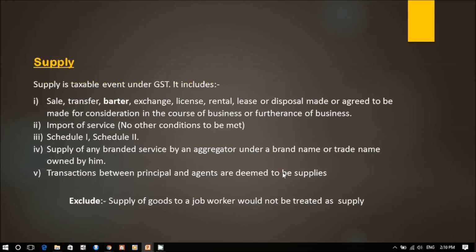There is an exclusion: supply of the goods to a job worker would not be treated as supply. See, if the principal is supplying the goods to the agent, then it would be covered under the ambit of supply. But if the supply of the goods is to a job worker, then it would not be treated as supply and no GST implication would be there.